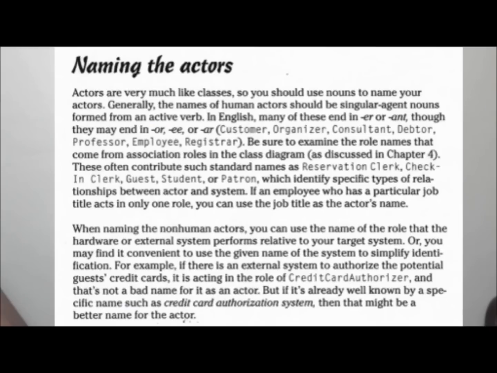Then we need to think about how to name actors. And it's just like when we were naming classes and all the process we went through there. So you need a noun, usually singular, and as it says here, often formed from an active verb. Organizer, consultant, debtor, customer, professor, employer, registrar, all great names for actors. So typically, remember, a use case diagram is about getting things done, and that's why an active verb applied to the actor is the way to label them.